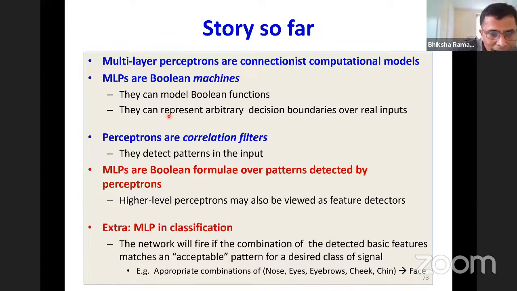So to add that to our story, perceptrons are correlation filters. They detect patterns in the input. MLPs are Boolean formulae over patterns detected by perceptrons. So higher level perceptrons may also be viewed as feature detectors. And then finally, if you think of MLPs in classification, the network will fire if the combination of the detected basic features matches an acceptable pattern for a desired class of signal. For example, if it finds an appropriate combination of nose, eyes, eyebrow, cheek and chin, it's going to call it a face.